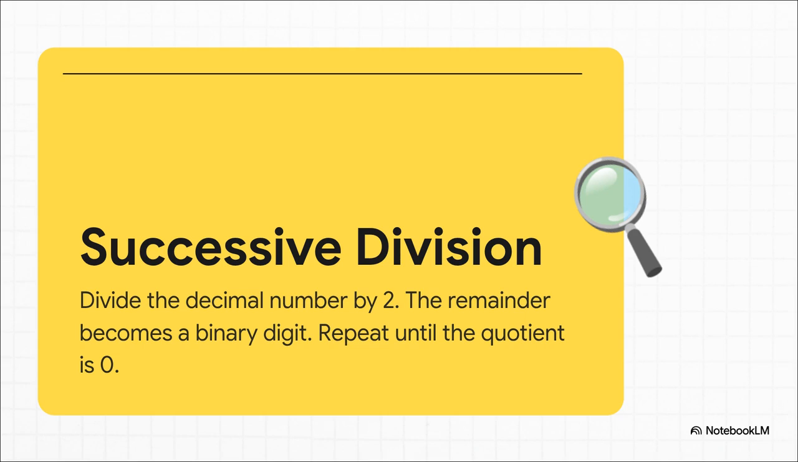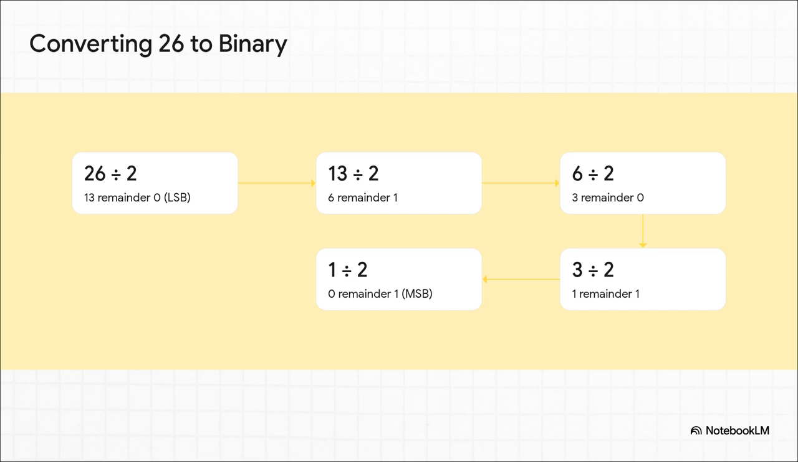You just take your number, divide it by 2, and pay close attention to the remainder. Then you take your answer and do it again, and again, until you get all the way down to 0. Let's walk through it with 26.